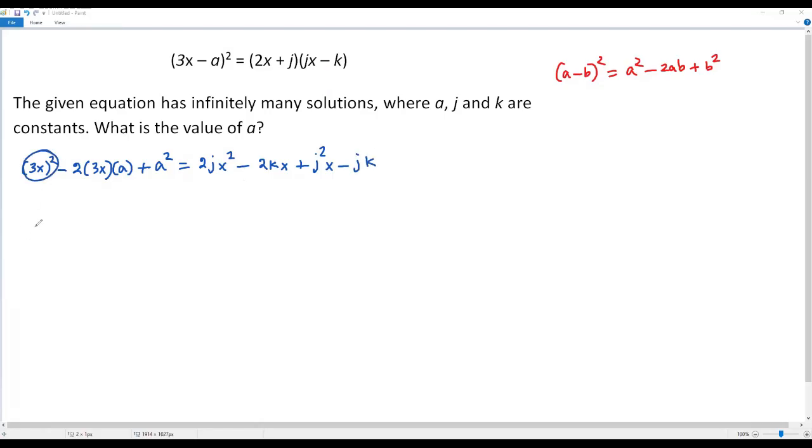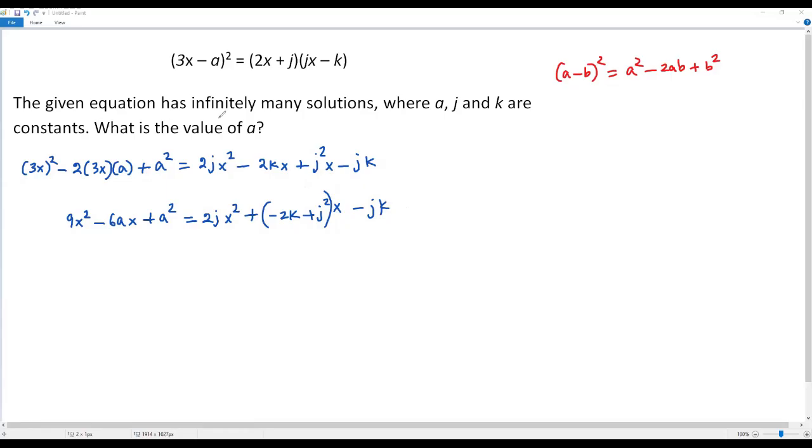When I simplify (3x)², I get 9x². When I multiply 2 and 3x, I get 6x, and 6x times a is 6xa, or 6ax, plus a², equals 2jx². Here we find the variable x in both terms, so we can factor the variable x out. I am left with -2k in the first term and j² in the second term, with x factored out, and -jk. After simplification, this is the equation I get from the given equation.